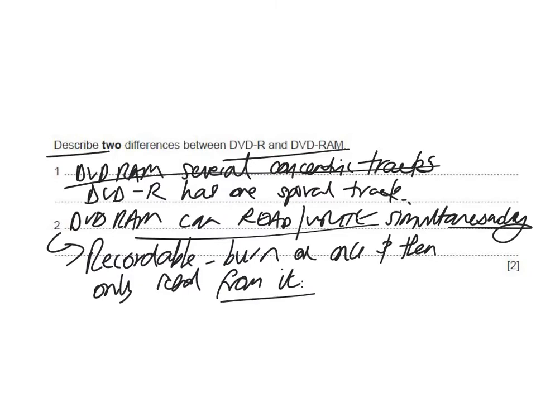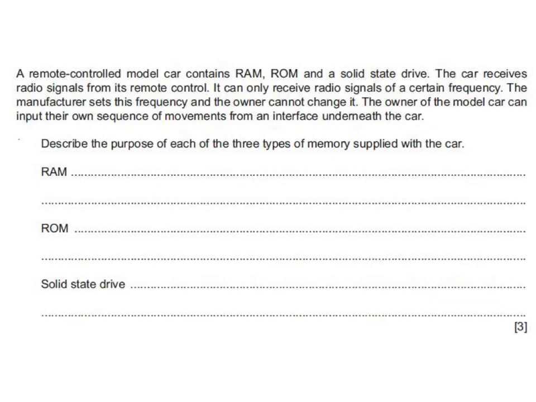What else could we have? So read, write, written to at the same time. DVD-R only lets you write it once. Possibly DVD-RAM, you've got a greater capacity there, but the big important ones is that there's several concentric and spiral tracks, and then the read operation occurring simultaneously with the write operation on DVD-RAM.